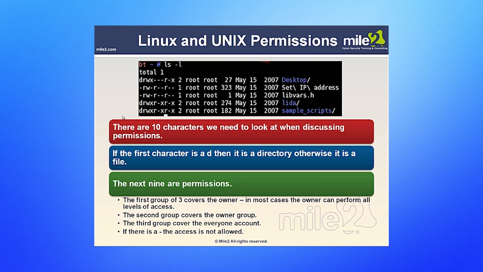Realize the format is read, write, execute. So again, the owner had read, write, execute for Lida directory. Then after that, we had R-X, so it means read and execute only for the group. And then they repeated it, R-X. That is for the everyone. They call it the everyone account.